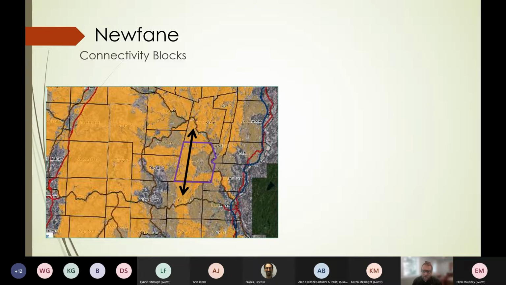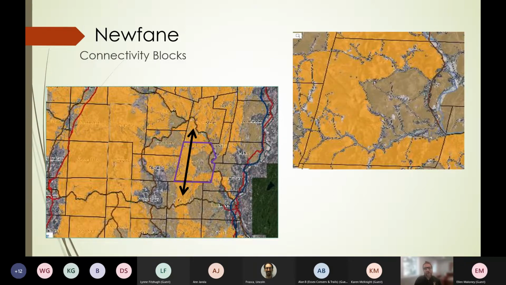So the black arrow on the slide shows this important area for wildlife movement on the western side of Newfane. It makes perfect sense when you see it at this scale. It really shows up as that corridor. But most towns are looking inside the box of their regulatory authority. And so, an important piece of thinking about land use planning for climate change is really zooming out and seeing that larger ecological context.